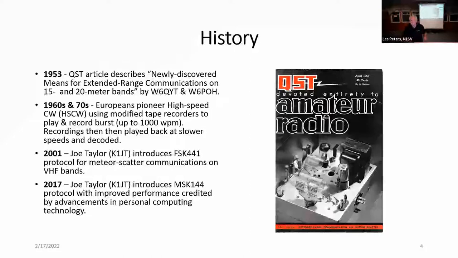In the 60s and 70s, the Europeans pioneered high-speed CW, which today I think seems a little bit archaic the way they did it. They used modified tape recorders. What they would do is tape record CW, and then play it back at really high speed into their transmitter, and then receive it the same way, and then slow it down and decode it by ear. And so the speeds that they had were like 1,000 words a minute. Was this audio CW, were they using the audio to actually trigger a CW? I believe it was audio.